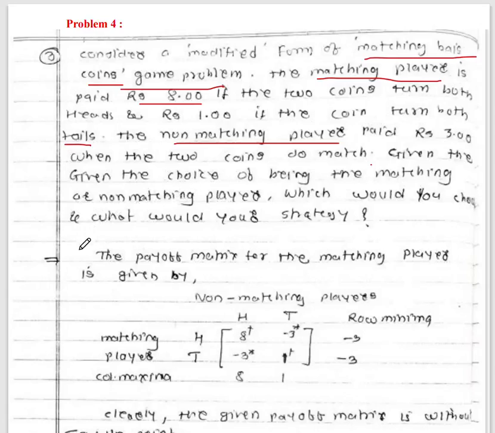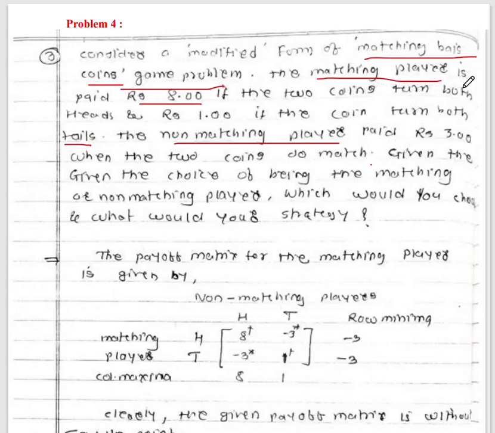First of all we have to create the payoff matrix. The payoff matrix for the matching player is given by this. This is the matching player, and this is the non-matching player, or you can consider this as player A and this as player B. Here we have head and tail.